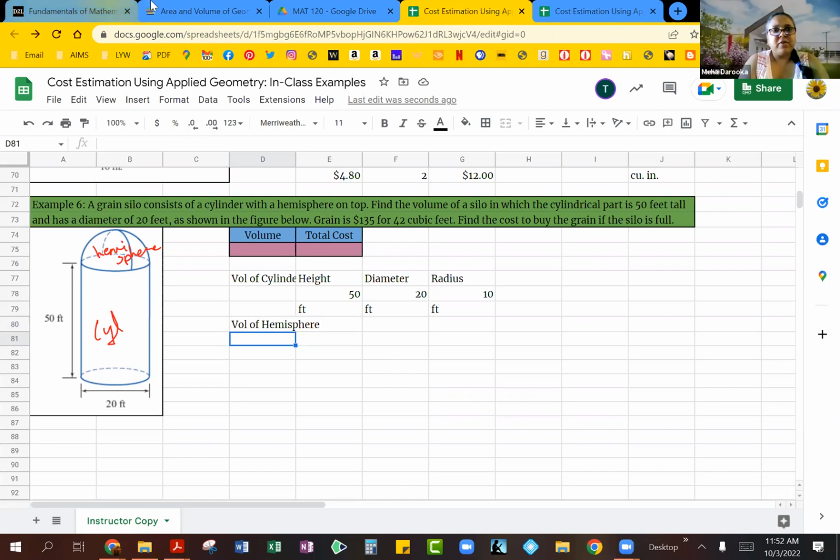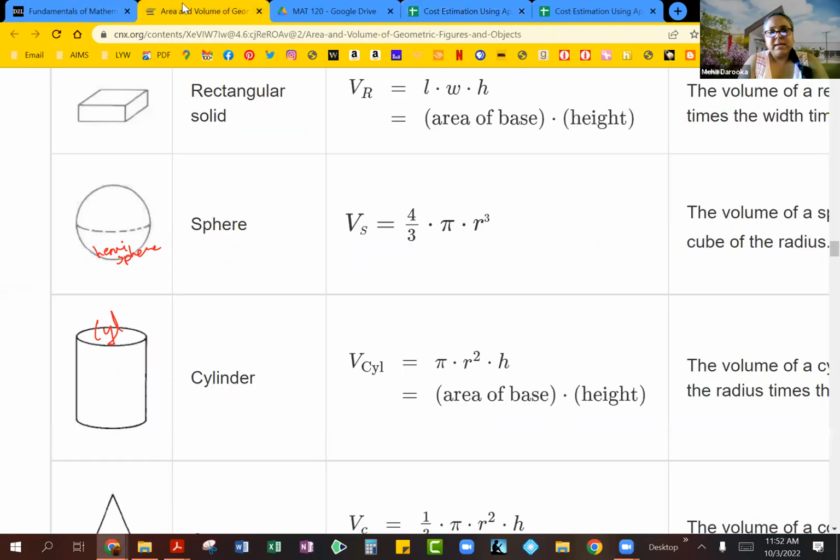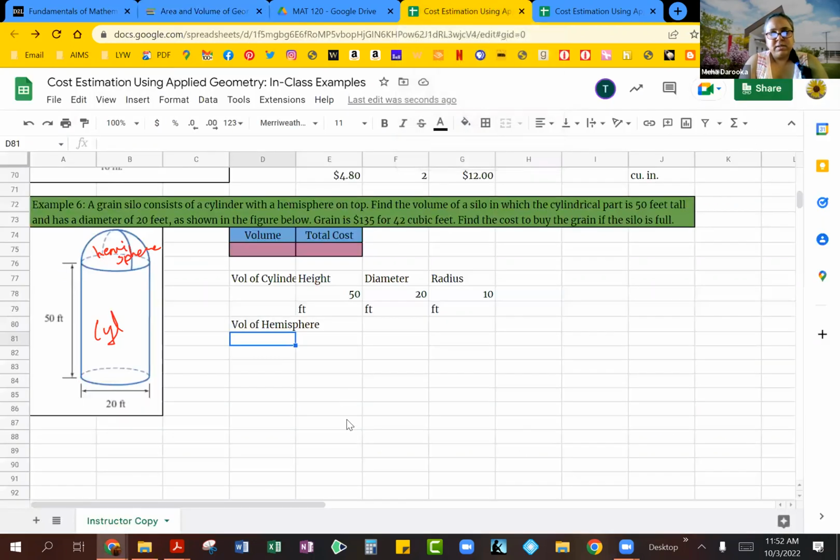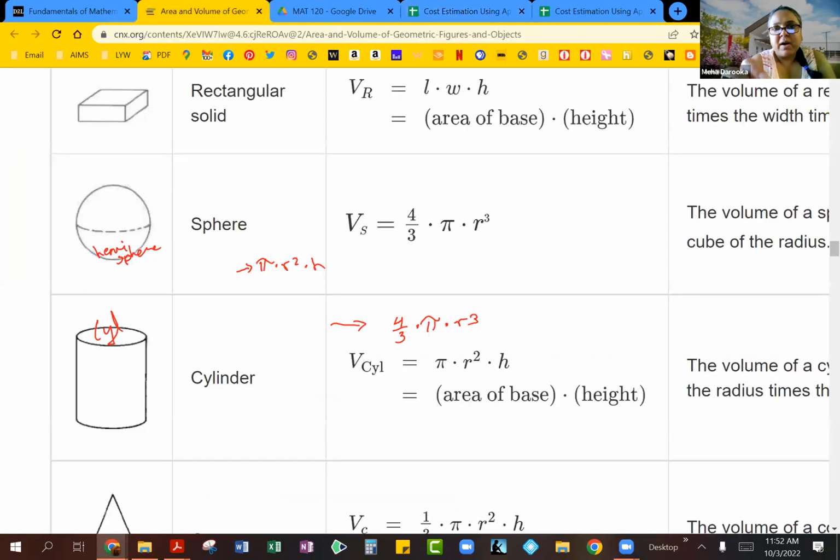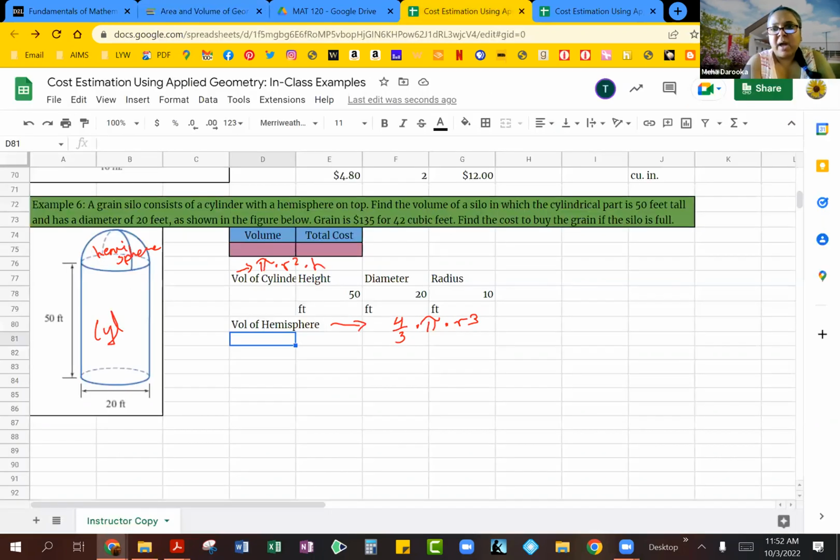All right, guys. So again, for the cylinder, if you need the formula, the cylinder is pi r squared h. And I can write that here. So volume of the cylinder would be pi r squared h. Volume for the hemisphere: now the sphere by itself is 4/3 pi r cubed. And again, you can see that here. So 4/3 pi r cubed. So what will we need to modify it with, since we're doing a hemisphere?